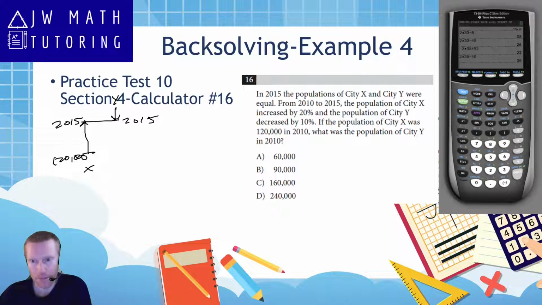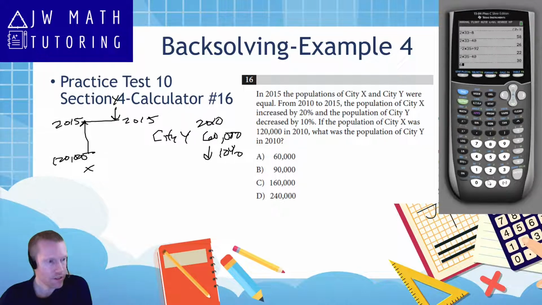So let's say city Y's 2010 population is 60,000. What does the problem tell us? From 2010 to 2015, the population decreased by 10%. So what we're going to do now is take 60,000 and multiply it by 0.1, since that would be 10% of it, and then subtract that from 60,000. Okay, so its new population is going to be 54,000.